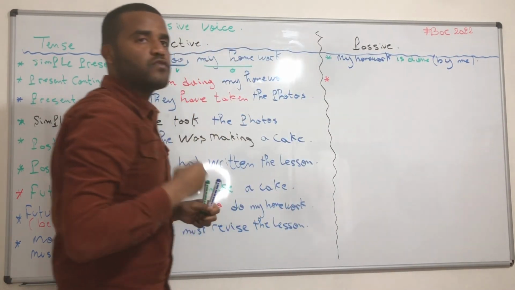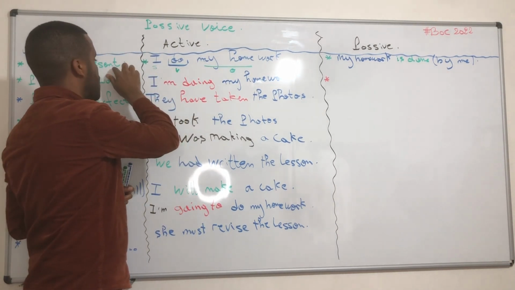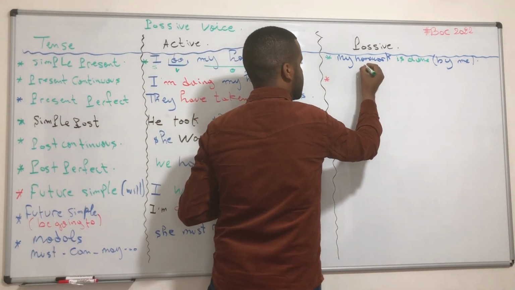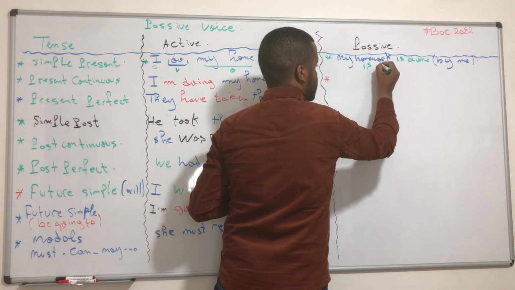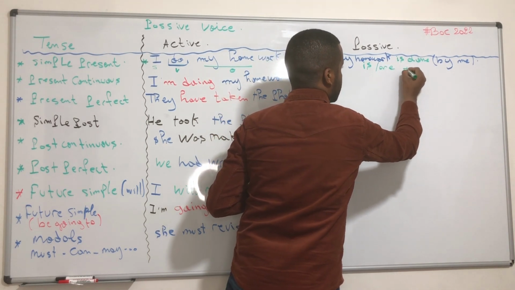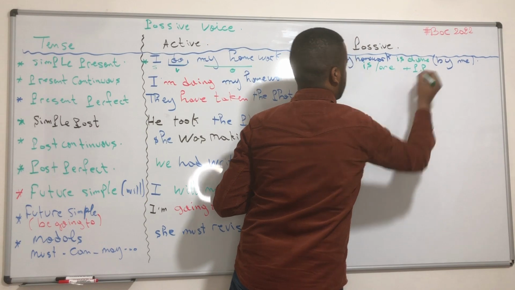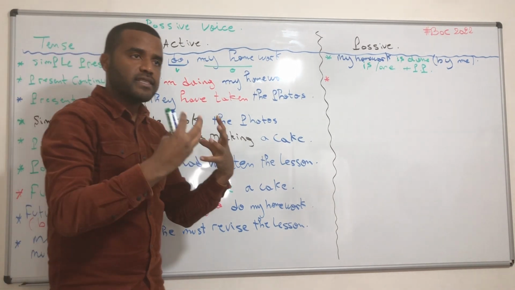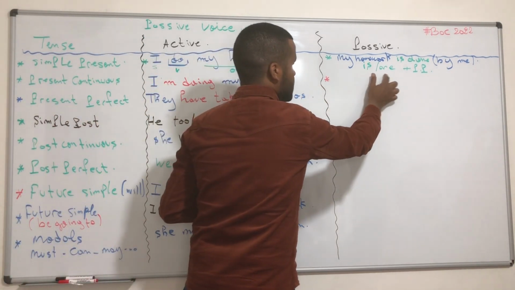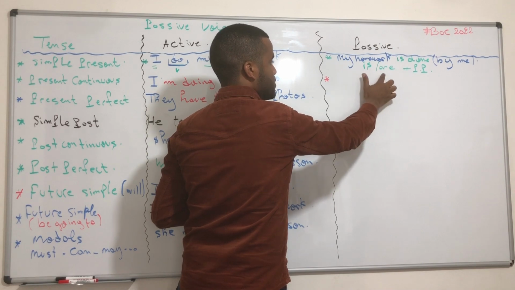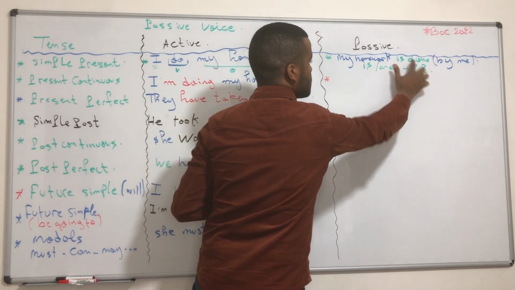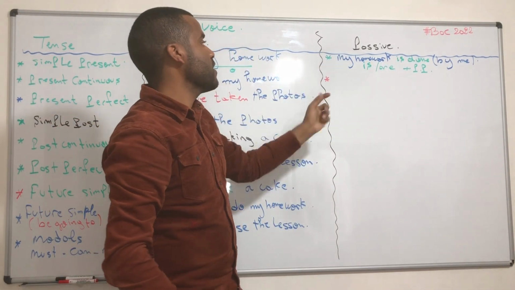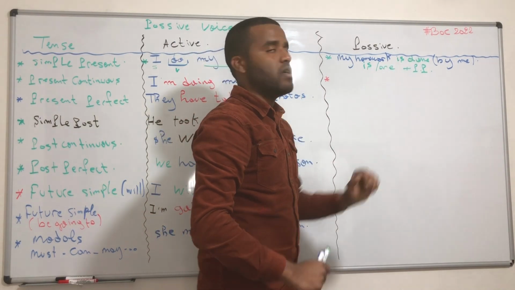The rule that we follow: if you have a sentence and want to change it from the active to the passive, we are going to conjugate the verb to be in the present, plus the past participle of the verb. If we have a simple present sentence, we take the verb to be, conjugated in simple present, is or are, and we add the past participle of the verb. And this is the thing that we did here. My homework is done by me.